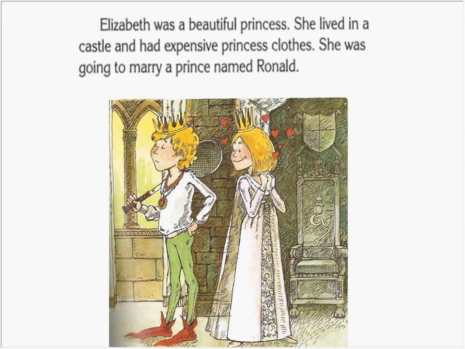Elizabeth was a beautiful princess. She lived in a castle and she had expensive princess clothes. She was going to marry a prince named Ronald.